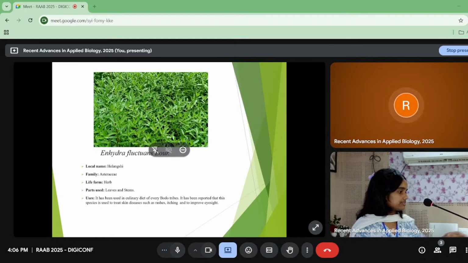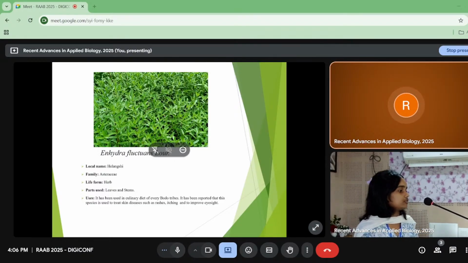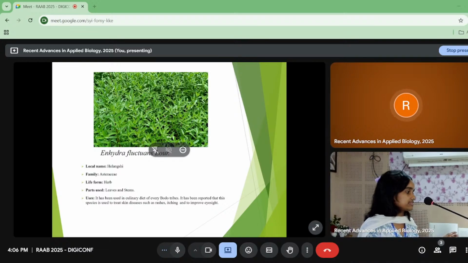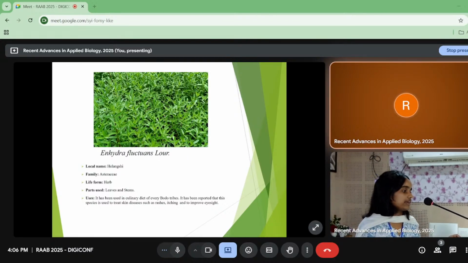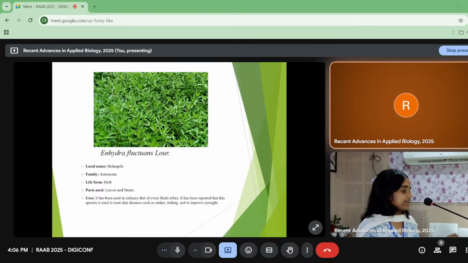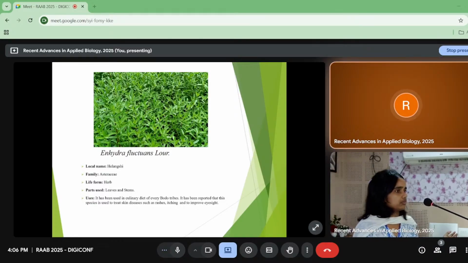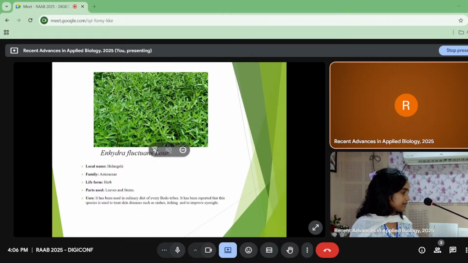So here is a species. The botanical name of this species is Enhydra fluctuans, and the uses of this plant are a target of every Bodo tribe in our Bodo cultures. It has been reported to be used to treat various skin diseases associated with all kinds of rashes and itching, and it also improves eyesight problems.